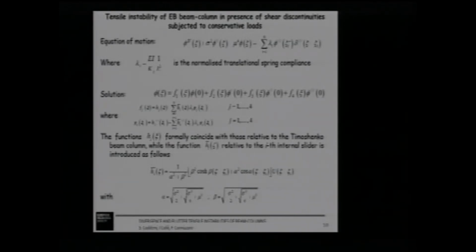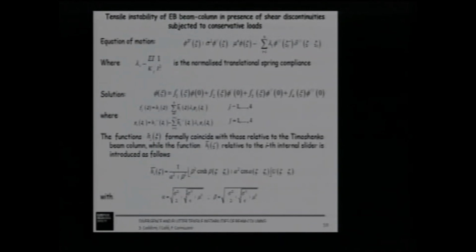We have somehow the same equation with the classic load frequency parameters, but on the second member we have considered the elastic sliders discontinuities by means of a distributional theory in terms of Dirac's delta function. And the summation means that we can consider as many sliders as we want. The parameter lambda represents the normalized translational spring compliance.